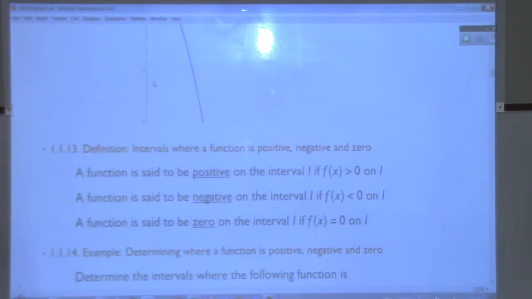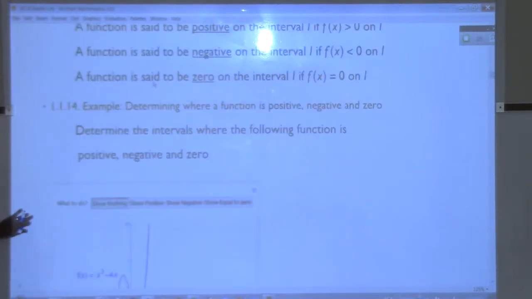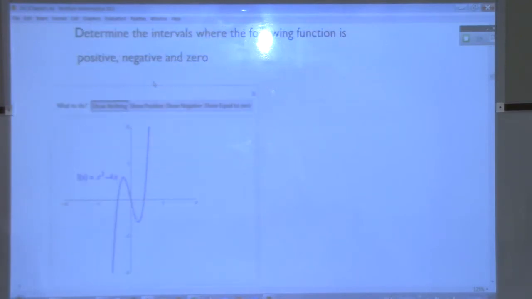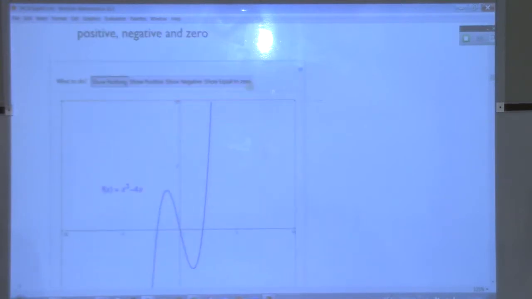All right. Intervals where a function is positive and negative. So we could read through this, but let's just look at the picture because I think it makes more sense. Take a look at this function. All right, let's talk about where it's positive. And I think I should make this a little bit bigger. Okay, so where is this function positive?